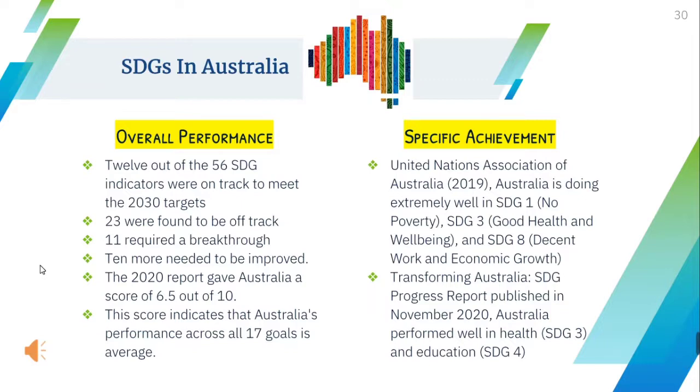To be more detailed, according to the United Nations Association of Australia 2019, Australia is doing extremely well in SDG 1, which is no poverty, SDG 3, good health and well-being, and SDG 8, decent work and economic growth. Meanwhile, according to the Transforming Australia SDG Progress Report published in November 2020, Australia performed well in health, which is SDG 3, and education, which is SDG 4.